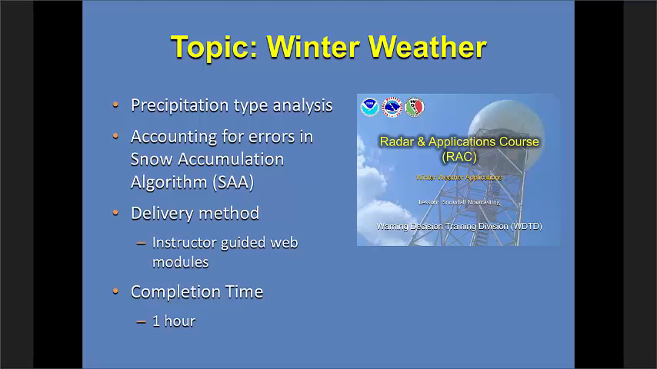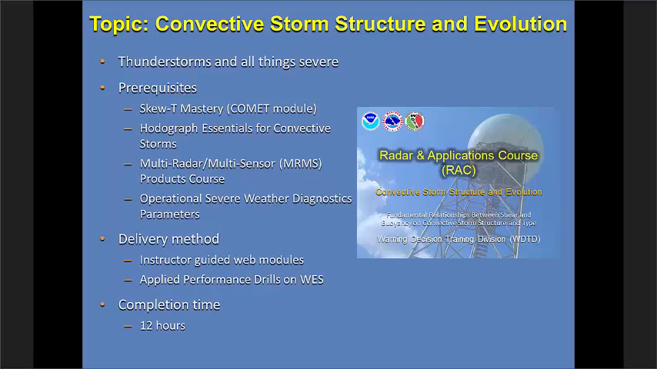Then comes a biggie, convective storm structure and evolution. This is thunderstorms and all things severe. I mean, the 88D was sold back in the early 1990s. This radar was sold on its ability to detect severe storms. So, yeah, it's kind of important.